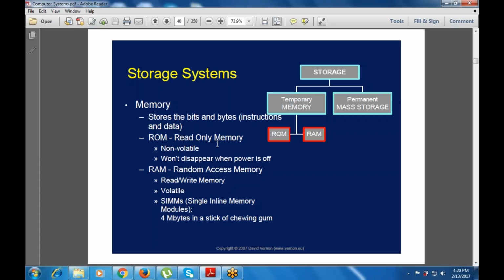First of all, there is a memory that stores the bits and bytes, instructions and data. Then ROM, that is read-only memory. This is non-volatile, it won't disappear when the power is off. Then there is RAM, that is random access memory. This is read-write memory. This is volatile in nature, and there are single inline memory modules, 4 megabytes in a stick of chewing gum. So ROM is non-volatile and RAM is volatile. The data won't disappear when the power is off in the case of ROM, and in the case of RAM it will disappear.